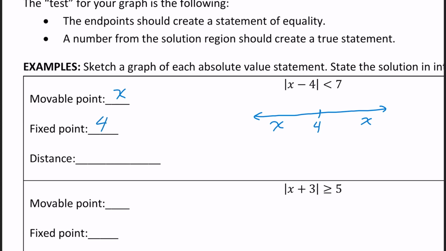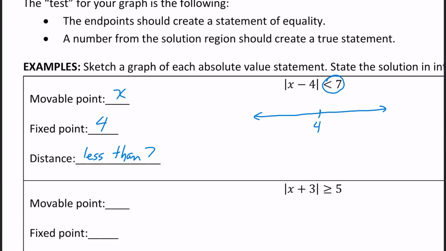So how far away is that movable point? And the distance is this expression that we see to the right of the absolute value. So specifically, I'll spell it out. The distance I'm concerned with is less than 7. Now, to put that onto a graph, I'm going to consider this.